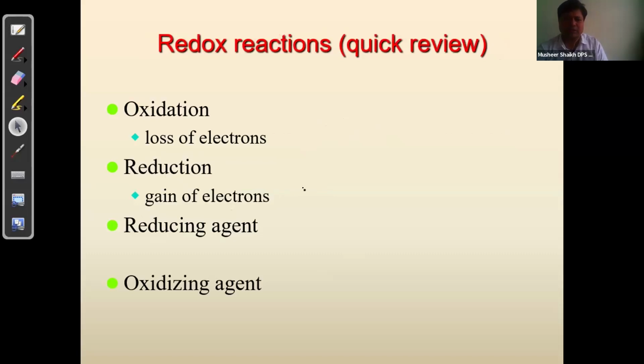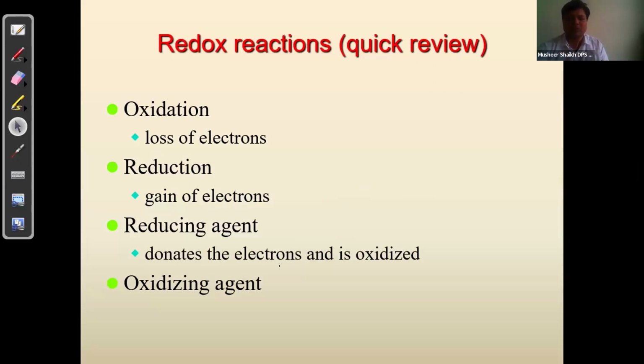Let us say we have Cu2+ ions, it gains 2 electrons, then it will turn into solid metal copper. Now this is the reduction because here there is a gain of electrons. The species which donates the electron and gets oxidized is called the reducing agent. Similarly, the oxidizing agent is the species which accepts electrons and gets reduced.